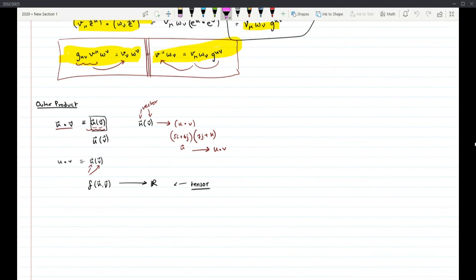Okay. So we're going to construct these new objects by something called the outer product. Okay, so the outer product is a symbol that's quite painful to draw. So can you all write this in your notebooks?